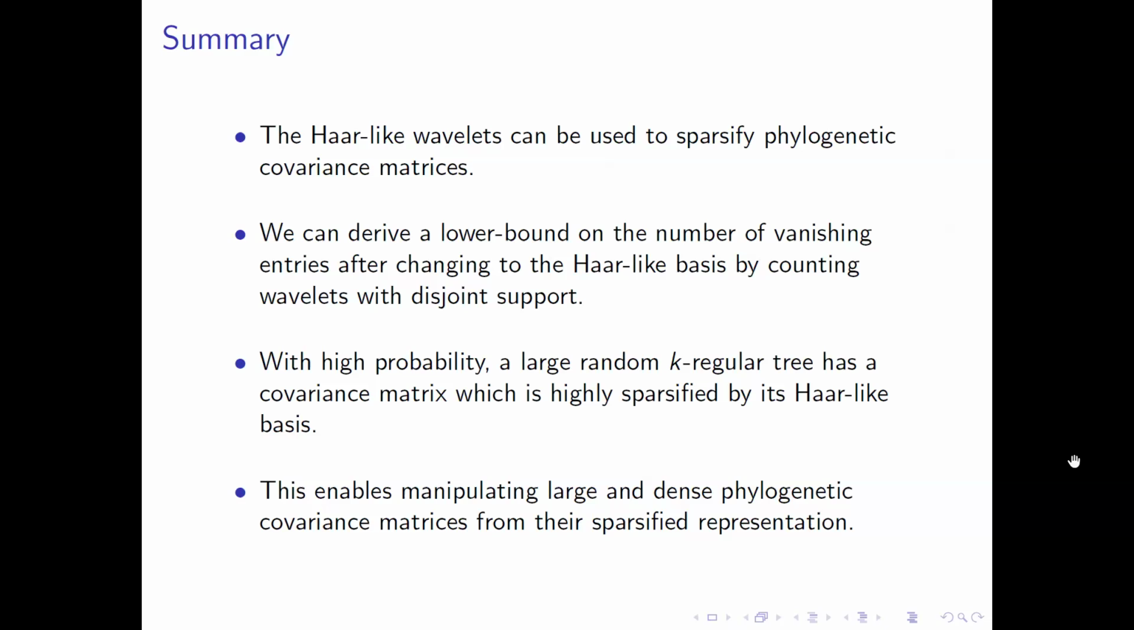So in summary, the Haar-like wavelets can be used to sparsify a matrix. We can find out how well they do this by getting a bound on the degree of sparsification, and with high probability, a large matrix or a large tree will have a matrix that's highly sparsified. Importantly, this lets us store and manipulate and do computations with matrices that otherwise would not be accessible to us.